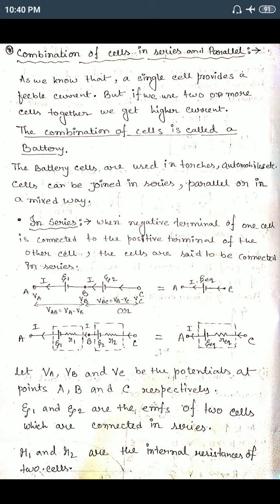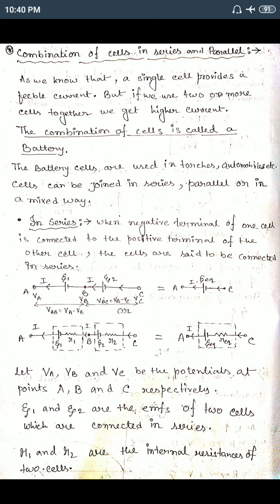But in place of a single cell, if we connect two or more cells, then the magnitude of the current also increases. The combination of two or more cells is called a battery. If we use two or more cells together, we get a higher current. Now, this combination is of two types: either in series or in parallel.